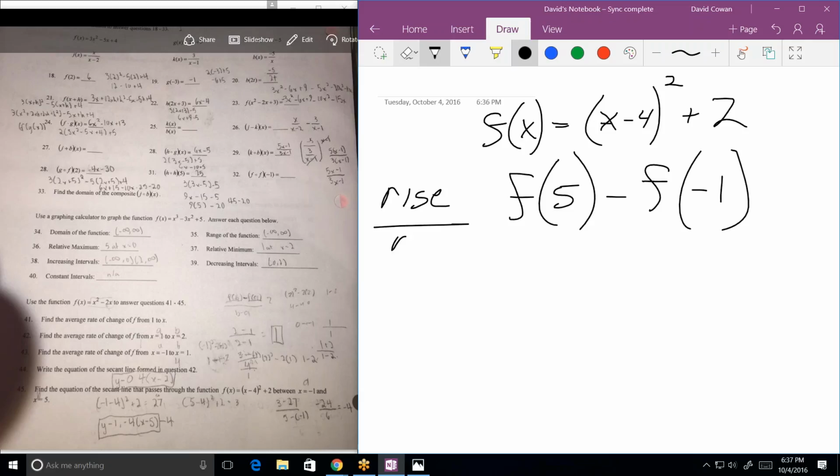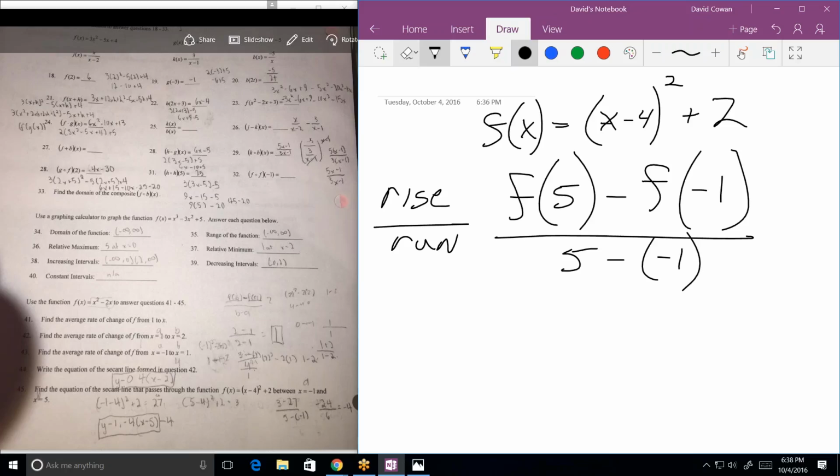And then on the bottom, start from the x on the right: 5 minus -1. Make sure the order is always the same. Notice the top is the same order as the bottom. Once you do that, it won't matter which way you go. I could actually do f of -1 minus f of 5 as long as I went -1 minus 5 on the bottom. Whenever you're doing rise over run, you can go in either order, just keep it consistent.